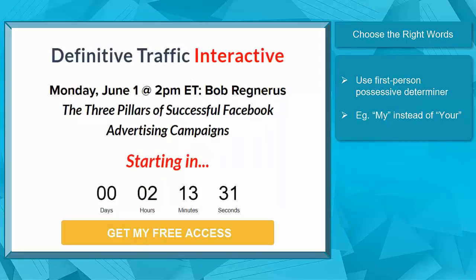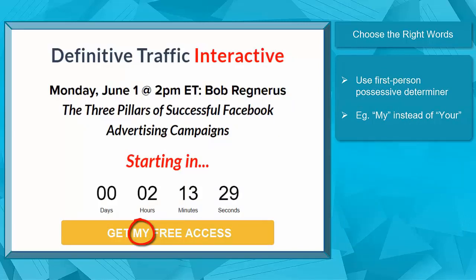Use a first-person possessive determiner like my in your call to action button rather than using your. This will help you generate more clicks than this one.